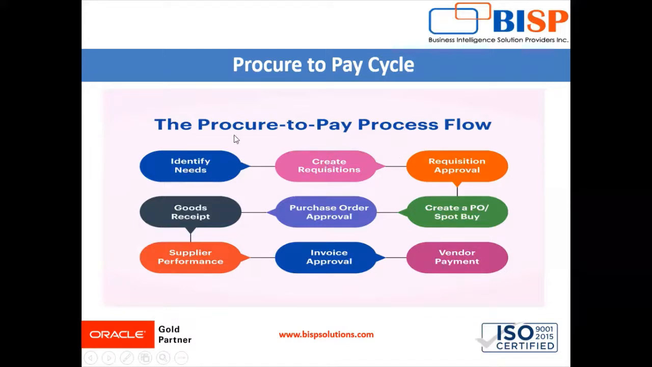In this video, we will perform the complete P2P process, from identifying the needs to creating the requisition. We will create the purchase order. After that, we create the receipt, and based on the receipt and the purchase order, we create the invoice. After creating this invoice, we create the payment. So let's move on to the application and perform the complete P2P cycle.